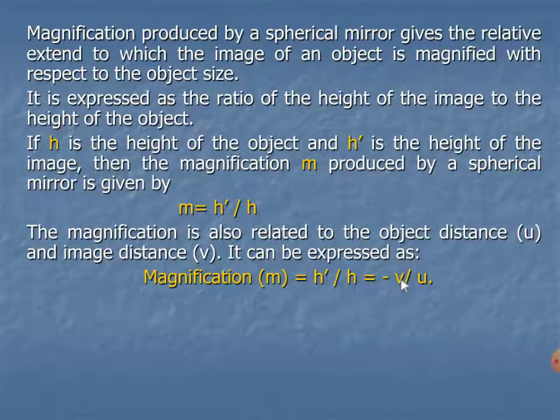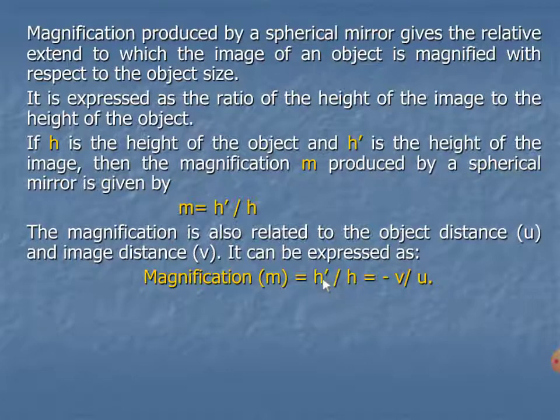I told you that image will always be in the numerator. Height of the image, distance of the image; height of the object, distance of the object. But this should be of the same quantity. If you are taking height of the image here and object distance there, then it will be wrong. Then it will not be called a ratio.